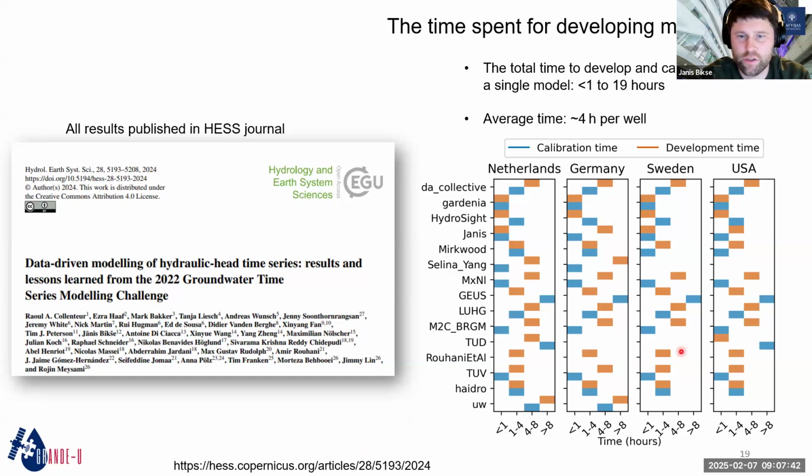And here is a small table summarizing how much time each team spent for each of the groundwater wells. In general, the models were developed in anywhere from less than 1 hour up to 19 hours. But on average, it was approximately 4 hours per well. So I would say that's quite fast. For example, in several teams, like me, I created my code for one well, and then I just copied the same code for the rest of the wells. So it was much faster afterwards.